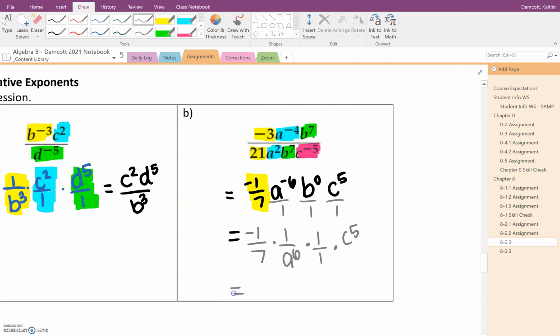Once you get everything here, you're just combining. So 1 times 1 times 1 times c to the 5th is going to be c to the 5th. 7 times a to the 6th on the bottom is just 7a to the 6th. Here's our answer in simplest form.